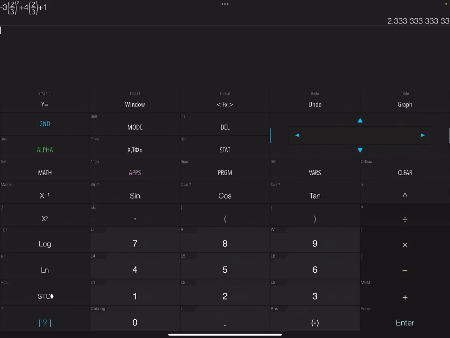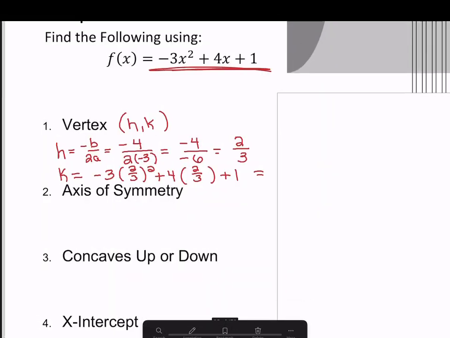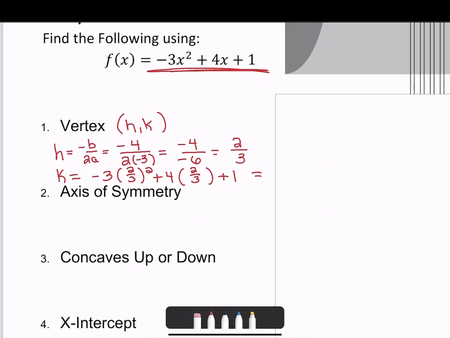And then they didn't put it as a fraction, so I'm going to put it in the fraction notation: 7 over 3. All right, so your vertex is 2/3 and 7 over 3. Boom. All right, now my axis of symmetry is going to be whatever your h value is, right? So x is equal to 2/3. That's it. That's your axis of symmetry.